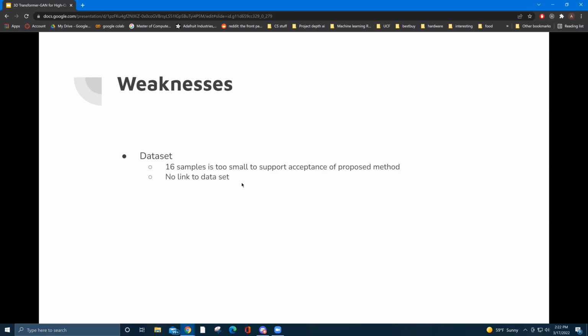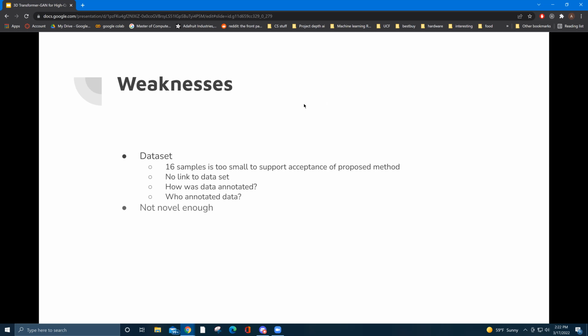There was no link to the data set. I think I mentioned that before. It might be something proprietary that we wouldn't have access to. There was also no mention of how the data was annotated. Was it by doctors? Was it by a nurse? It wasn't really explained at all, like who annotated the data and from what hospital. Other papers detail that very well.